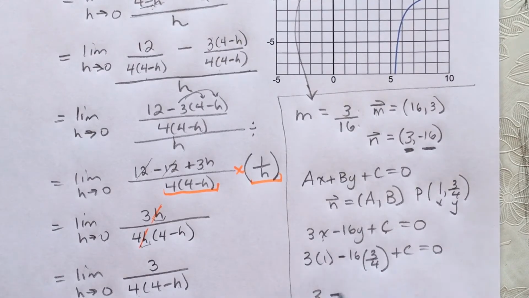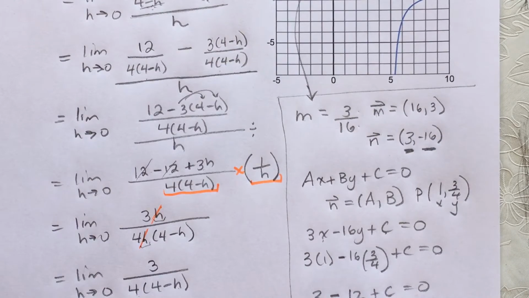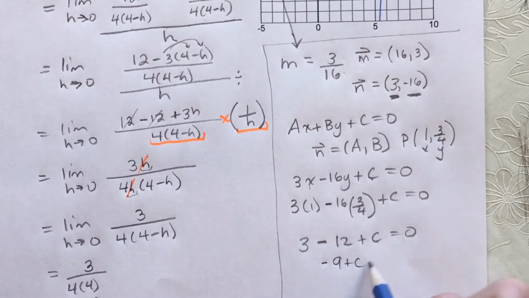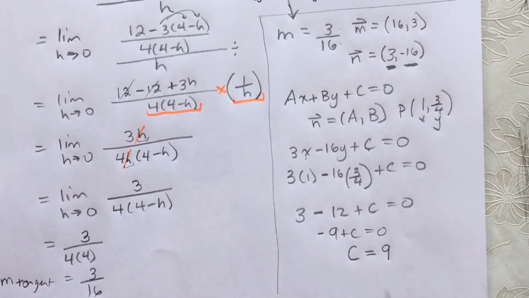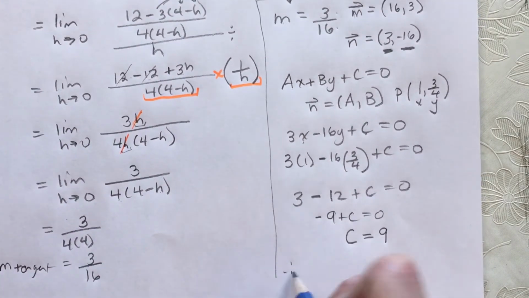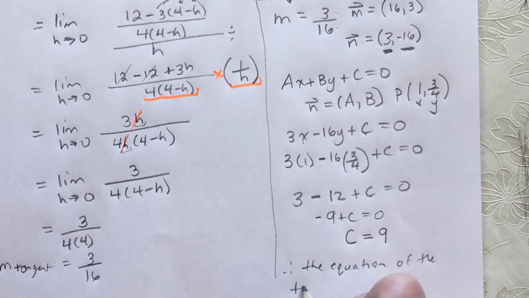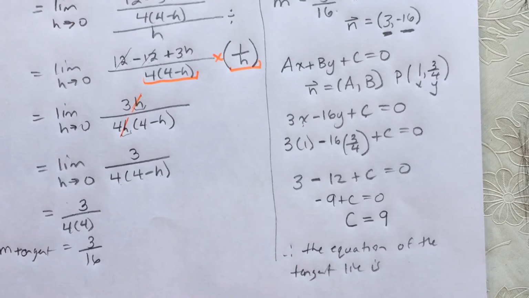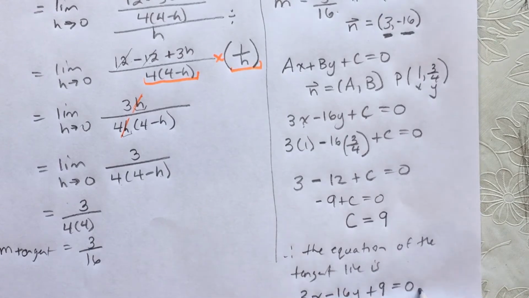So 3 minus 12, plus c equals 0. So 16 times 3 is 48, divided by 4 is 12. So we're going to get 3 minus 12, which is negative 9, plus c equals 0. Or we get that the constant c is 9. So therefore, now we can write our statement then. The equation of the tangent line is, in standard form, 3x minus 16y plus 9 equals 0.